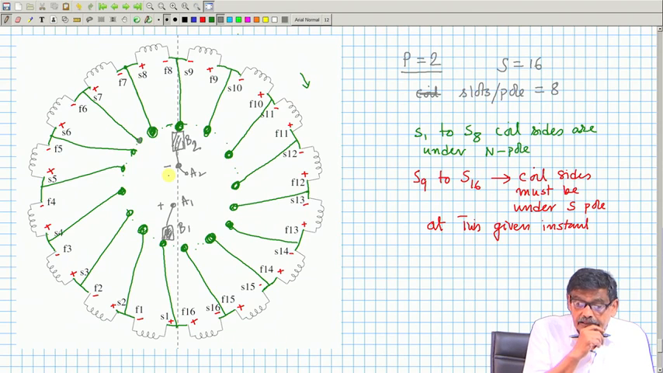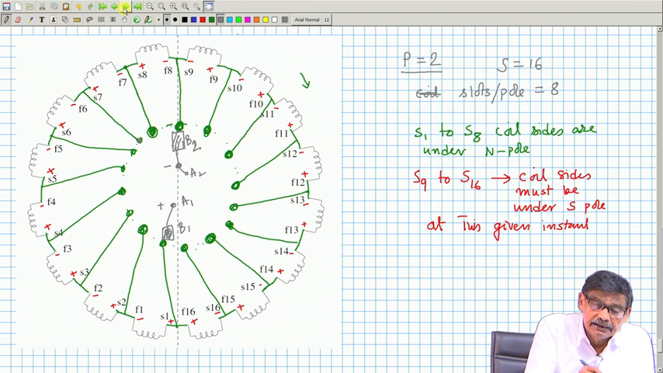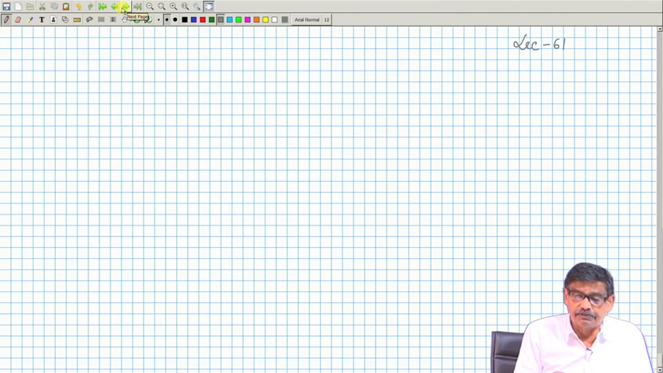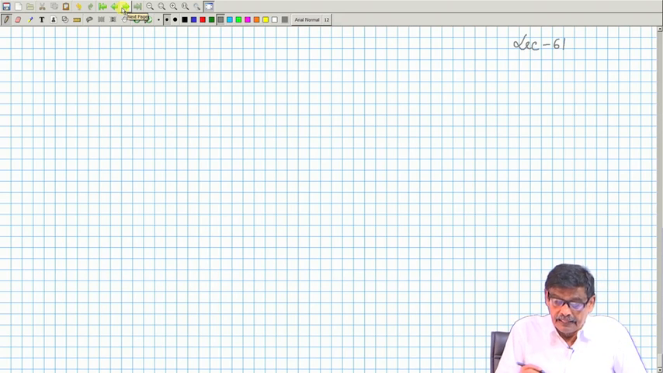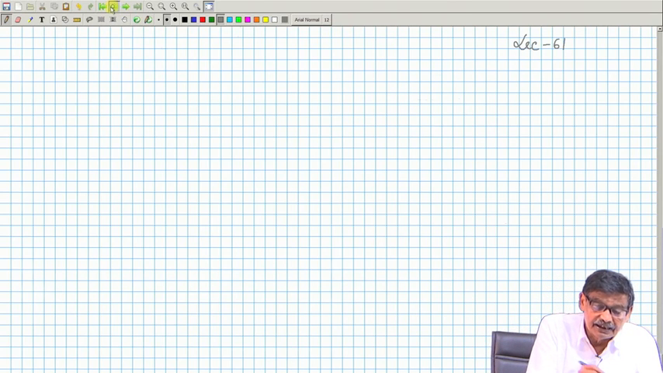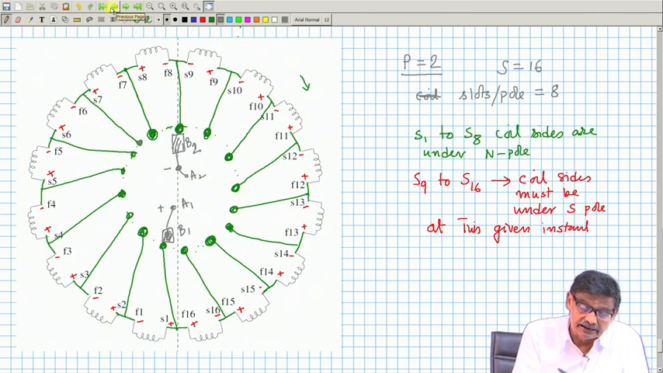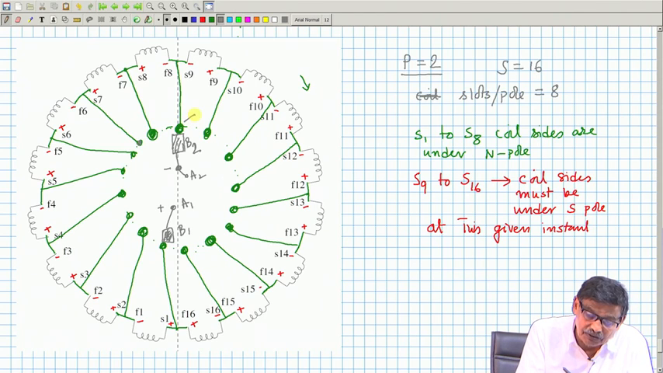Now, instead of doing like this, it is to be done in this fashion. These copper strips, in effect, I must tell that these are to be called commutator segments. Okay. These are called commutator segments.